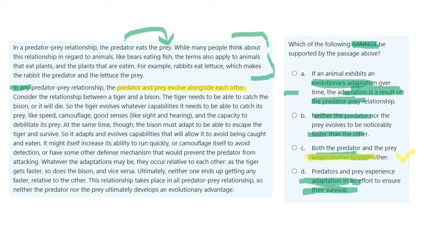At the same time, though, the bison must adapt to be able to escape the tiger and survive. So it adapts and evolves capabilities that will allow it to avoid being caught and eaten. This might itself increase its ability to run quickly. So the tiger might get more quick, but when the tiger gets more quick, the bison also needs to get more quick to survive. Both of them need to survive.